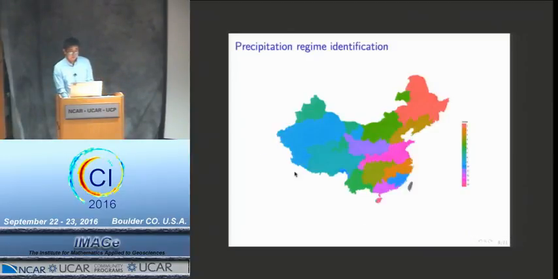Here are our final results of the precipitation regimes identification in China. There are 14 clusters in total.